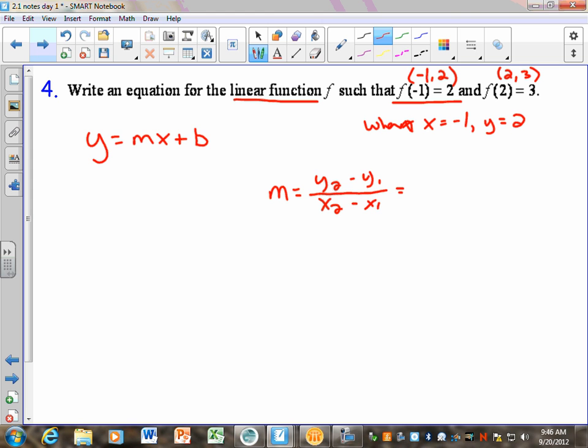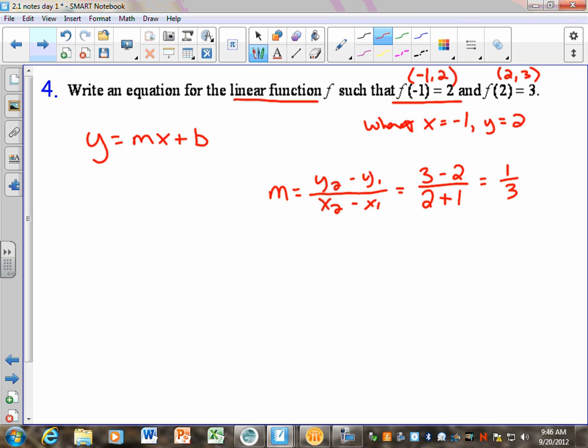So I'm going to go 3 minus 2, y minus y, over 2 minus -1. So that's going to change to 2 plus 1. And I think I get 1/3. That's my slope. Do you agree with that? Now you need to write the equation.